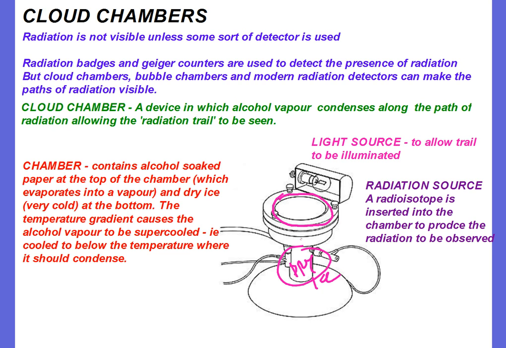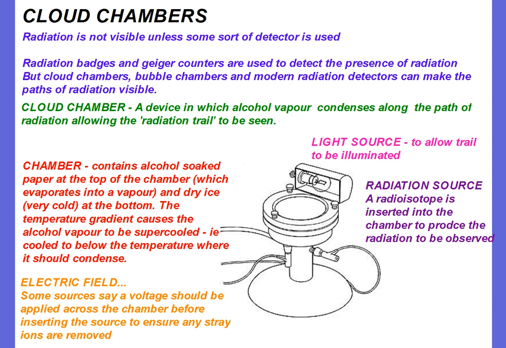What that means is you've got a temperature gradient inside the chamber, from very cold at the bottom to warm at the top. Any of the alcohol vapor which evaporates, and alcohol does evaporate quite readily in warm temperatures, gets supercooled as it passes down through the chamber. Supercooled means it's cooled to below its condensation point, and therefore that vapor really wants to condense into droplets. But it hasn't condensed right now, so it's supercooled. It's vapor that should be condensed into liquid.